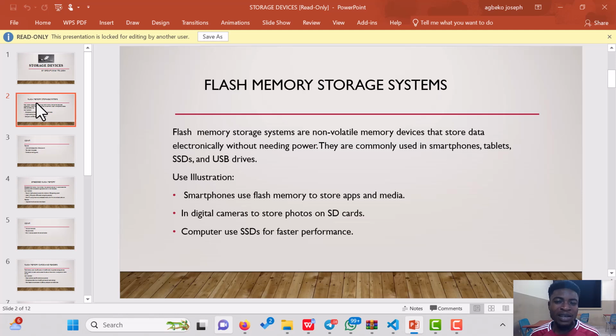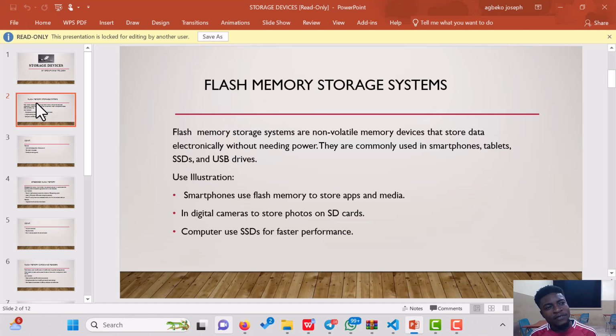They are commonly used in smartphones, tablets, SSD, and USB. Smartphones use a memory card, same as tablets. The SSD is found in computers and HDD as well. The USB, and photos on an SD card.